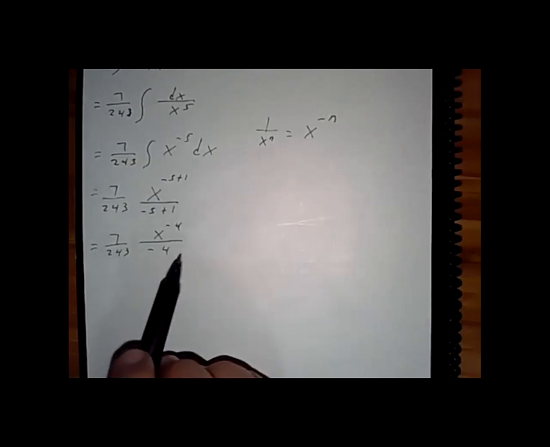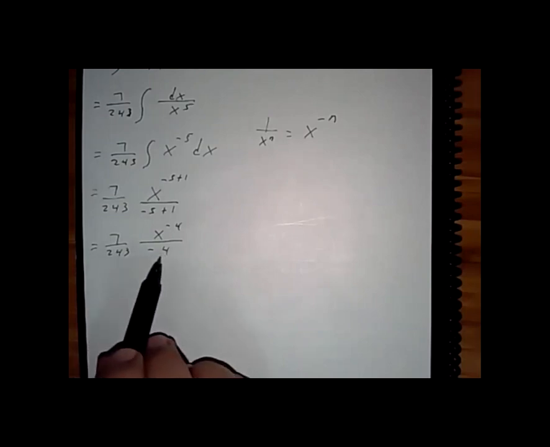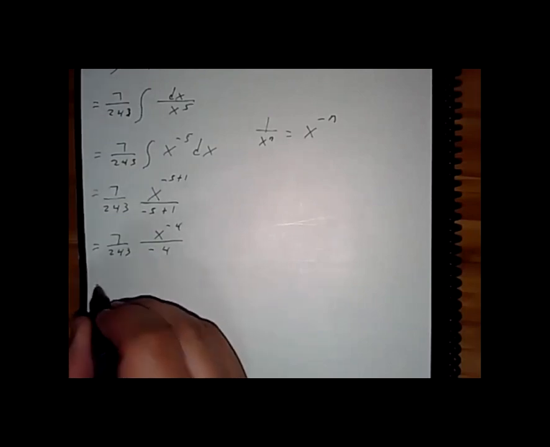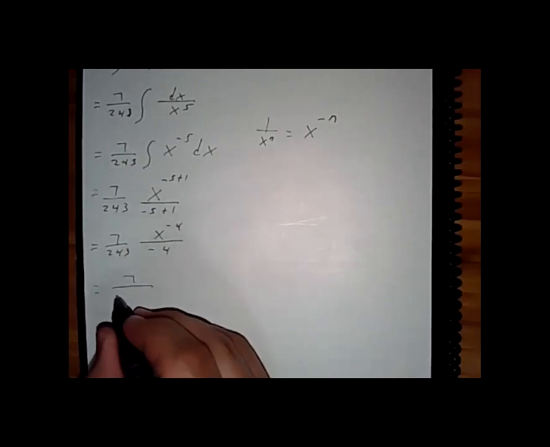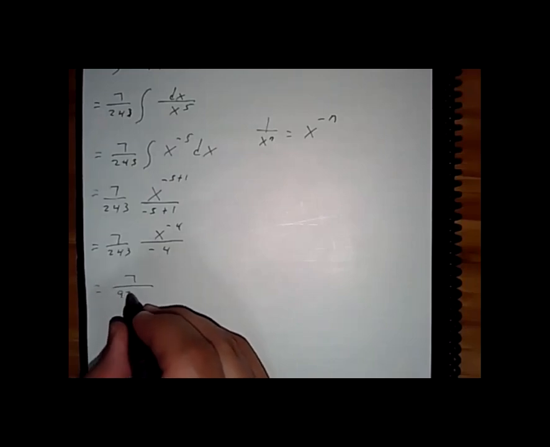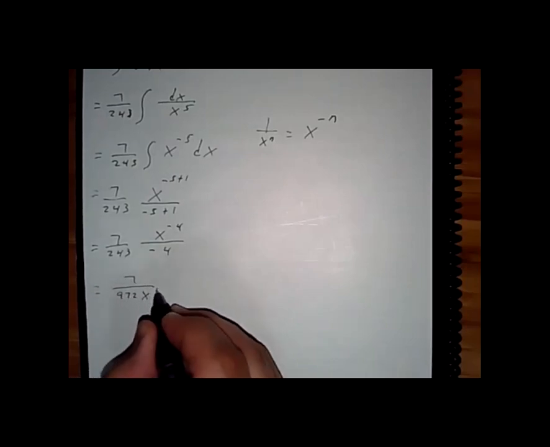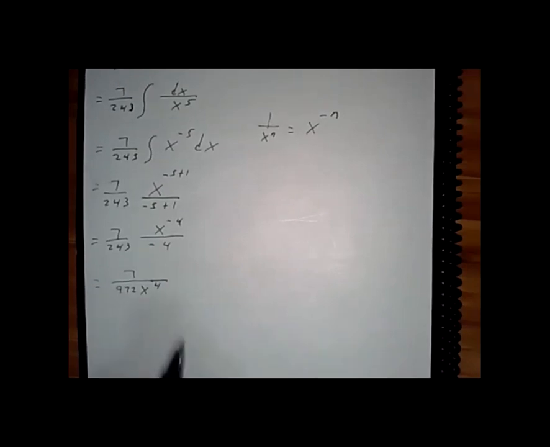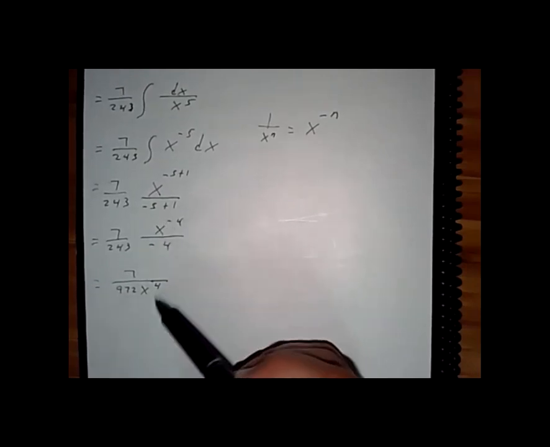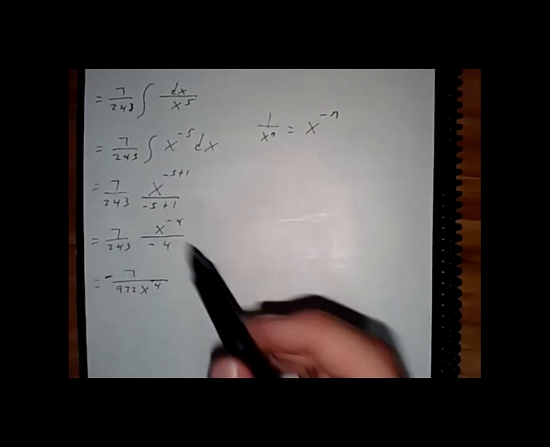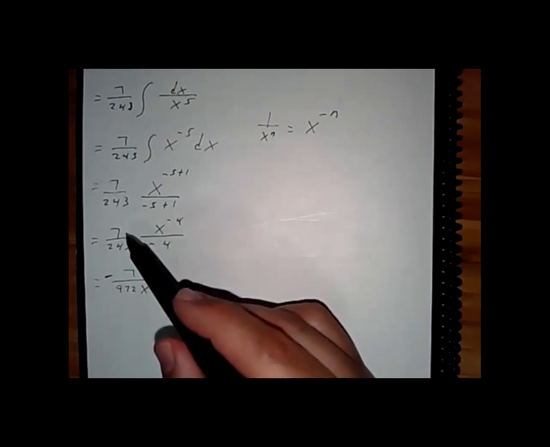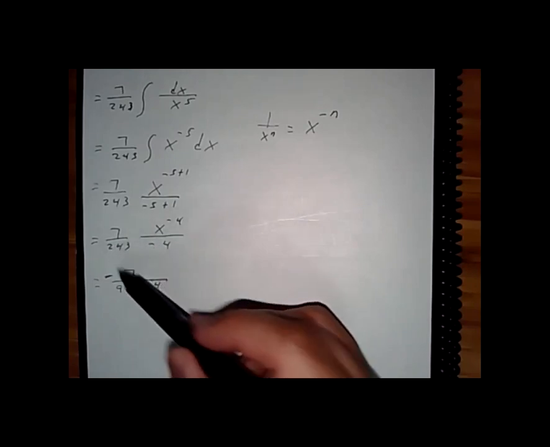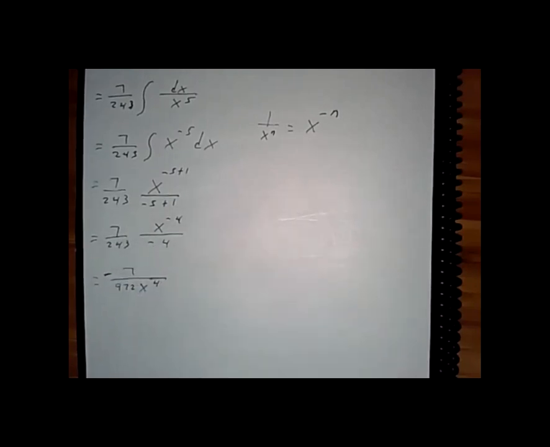So this, we're pretty much done now, but we got to multiply those numbers. I think it's going to be 972. So we get 7 over 972 x to the 4th. I bring the x back down to make it positive. And this whole thing will be negative because -4. So -4 times 243 is 972. 7's up top. This makes it negative.